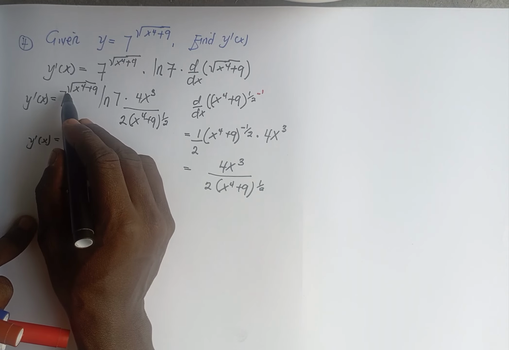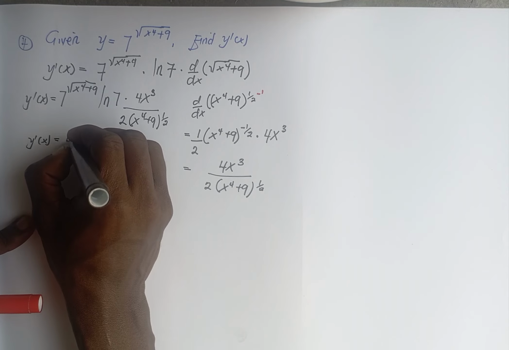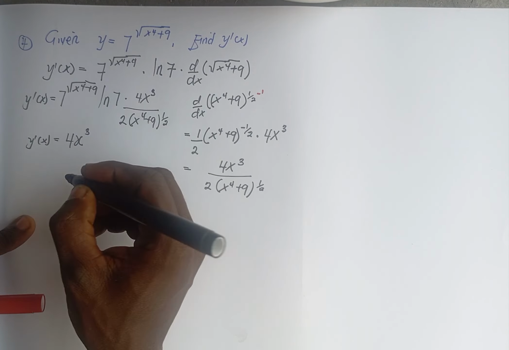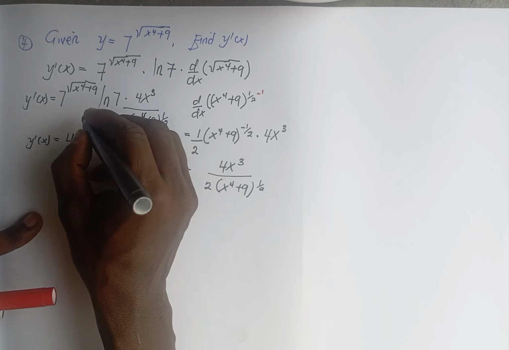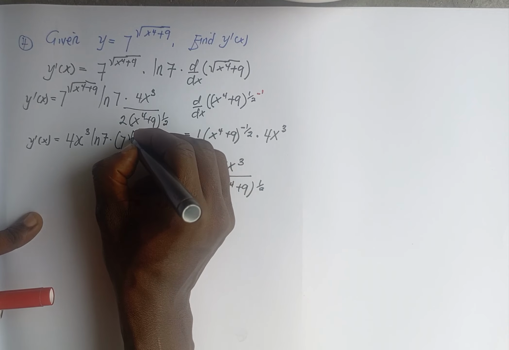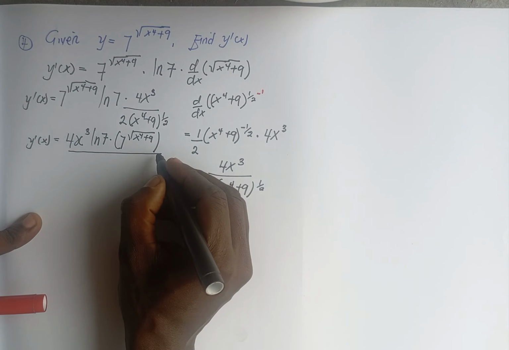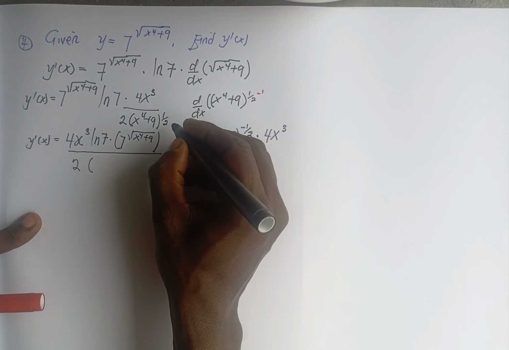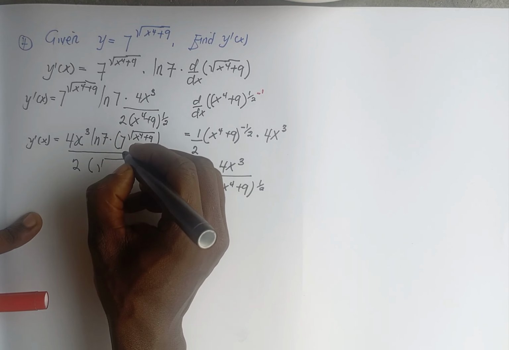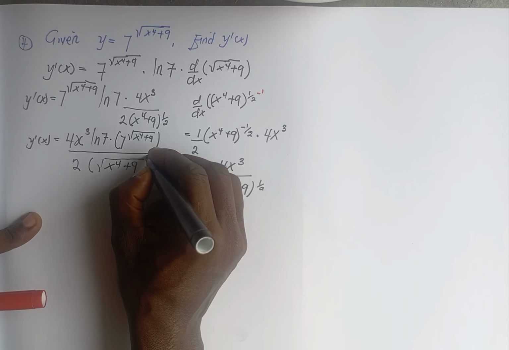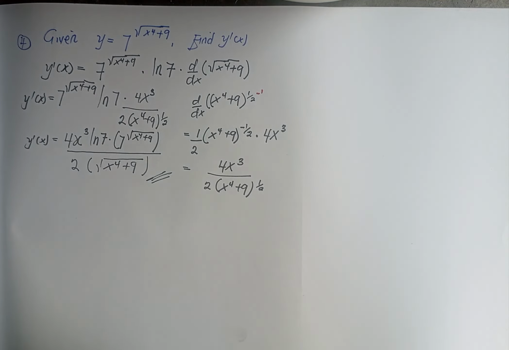So we know that the whole of this times this is going to be 4x power 3. Let's rearrange it. We are just rearranging it all. Then we have ln of 7 multiplying 7 power root of x power 4 plus 9. Then we have all over 2. Now we know that half is the same as the radical sign. Good. So we take the square root of x power 4 plus 9. Very good. And this becomes the derivative of this very function. You see how simple it is.